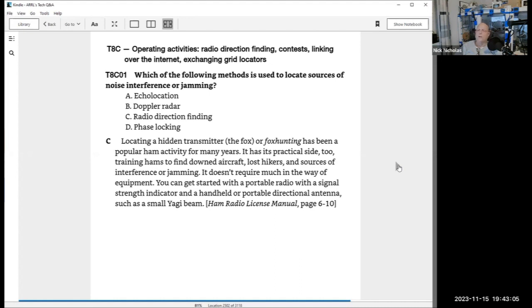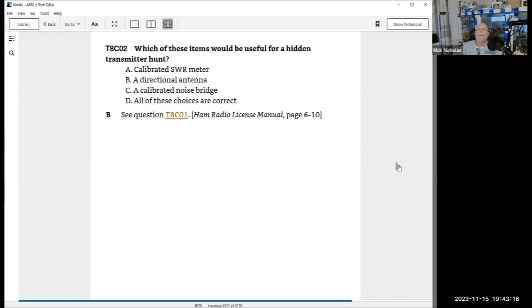And there are various techniques of radio direction finding. Some ham clubs do fox hunting, which is to practice learning how to radio direction find. There are many tools for radio direction finding. Which of these items would be useful for finding a hidden transmitter? A directional antenna allows you to rotate that antenna in the direction of the signal. So it would be very useful for direction finding.